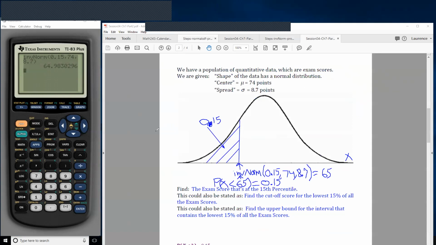But here's what you can do. Let me turn off my annotation tool. Let's suppose you hadn't done a similar problem right beforehand.